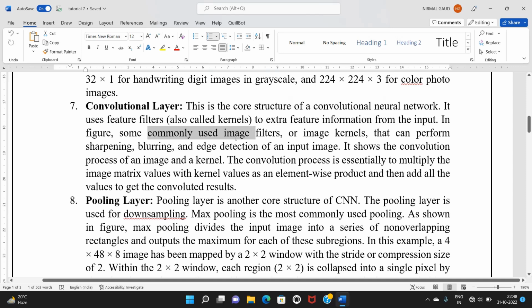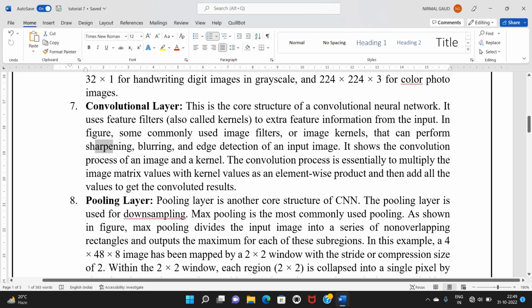Some of the commonly used image filters or image kernels can perform tasks such as, what kind of tasks can we do with the help of the kernels? We can sharpen the image, we can blur the image, we can perform edge detection of the input image. So this is the process that happens in the convolution layer.